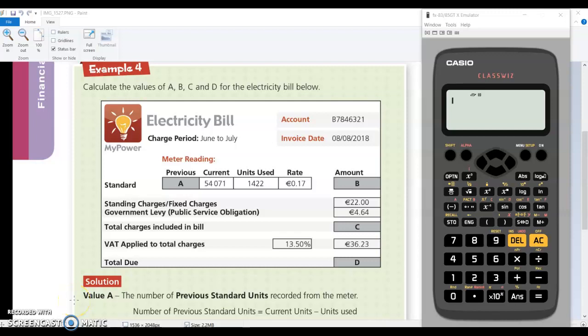All right, so I just want to run through this example of a household bill, in this case an electricity bill, really quickly. Okay, so calculate the values A, B, C, and D for the electricity bill below. So you've got a bill, some of the numbers from it are removed, and you need to work them out.